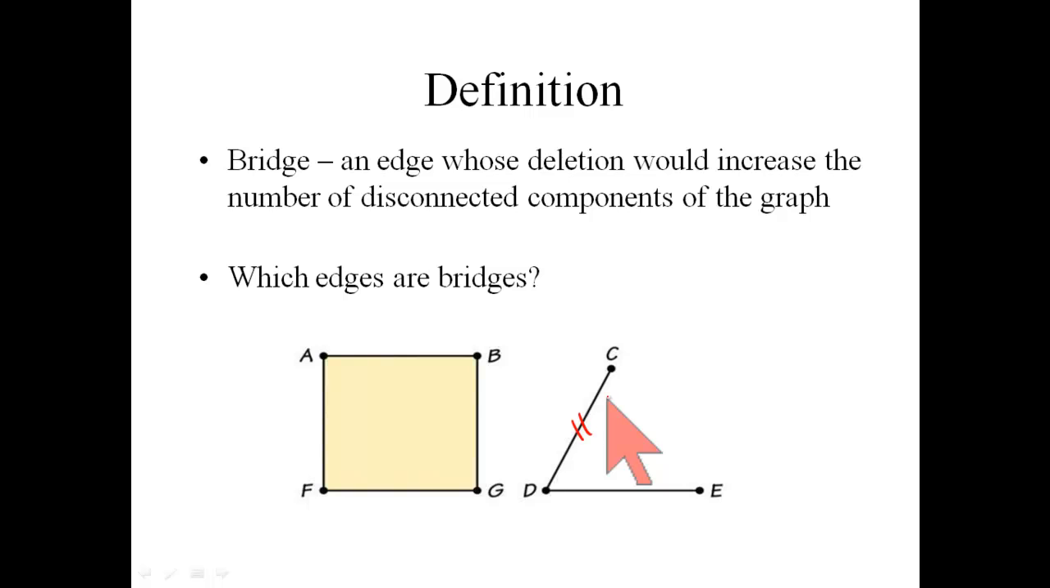What other edges in this graph are bridges? Well, if I deleted DE, the same thing would happen. So it's a bridge, and none of these others by themselves, just deleting any one of these, would increase the number of components. So the bridges of this graph are CD and DE.